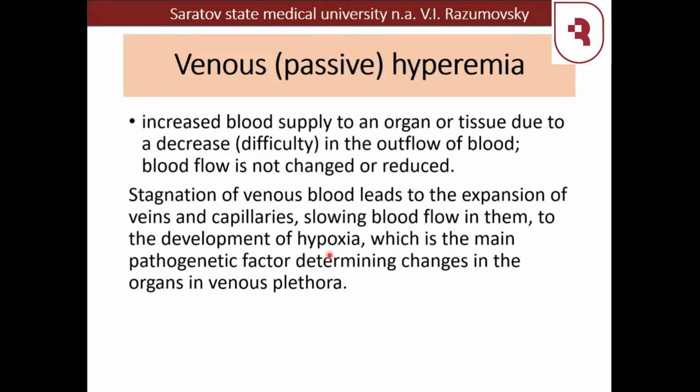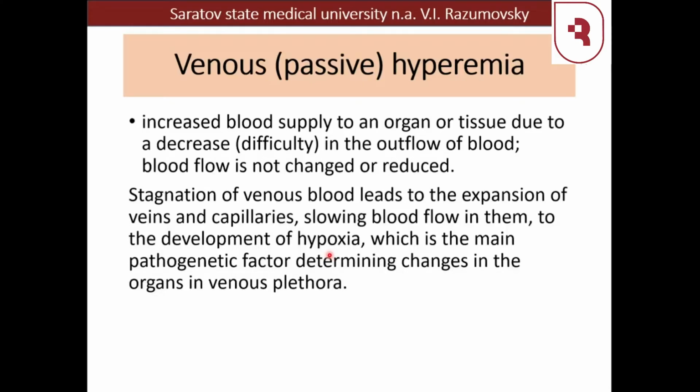Venous or passive hyperemia is associated with increased blood supply to an organ or tissue due to a decrease in the outflow of blood. Blood inflow is not changed or is reduced. Stagnation of venous blood leads to expansion of veins and capillaries and slowing of blood flow in them, leading to the development of hypoxia, which is the main pathogenetic factor that will lead to some pathological processes in organs with venous hyperemia.